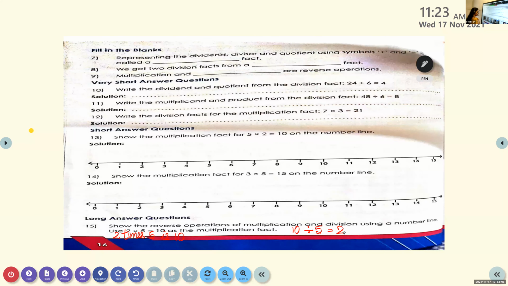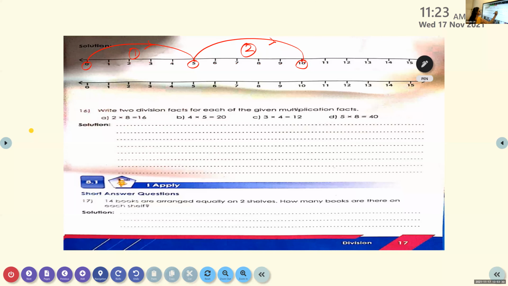10 divided by 5 is equal to 2 is the one division fact of the given multiplication fact. Now you have to represent this 10 divided by 5 is equal to 2 on the number line. Which number is to be circled first? 10. We have to start from the biggest one in division. Then according to the second number, circle it. So after 10, which number is to be circled? According to the second number, you have to circle.